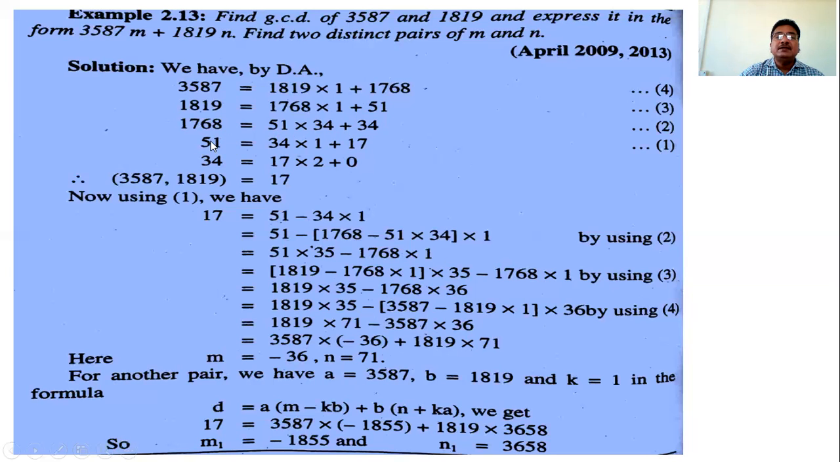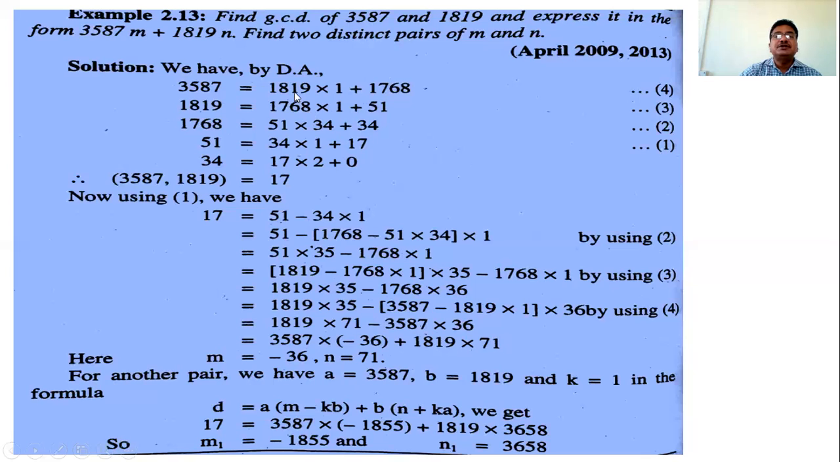Then divide 51 by 34. The quotient is 1 point something, meaning 1 is the quotient. Then 51 minus 34 times 1 becomes the remainder, 17. Then divide the divisor 34 by 17. Obviously 2 is the quotient and 0 is the remainder. So we stop when the remainder is 0.